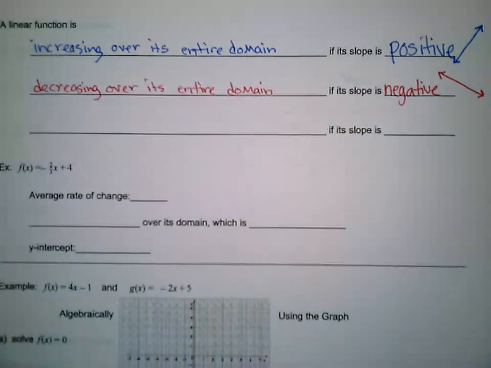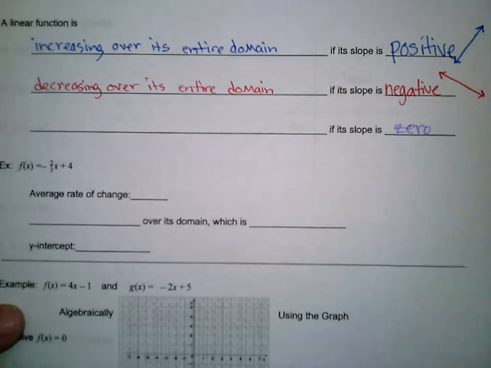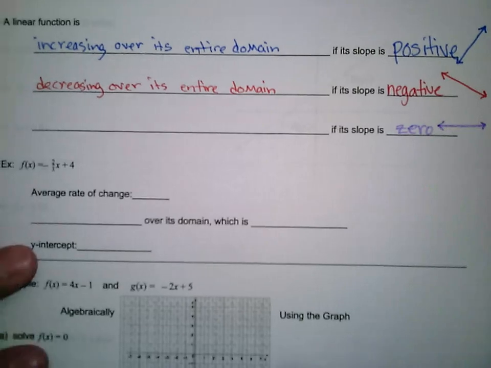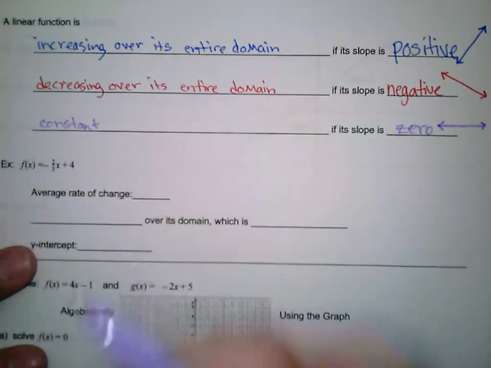And then we have another possibility because the slope could be 0. Now, a slope of 0 would be a horizontal line. And in that case, the function is not increasing or decreasing. It is constant over its entire domain.